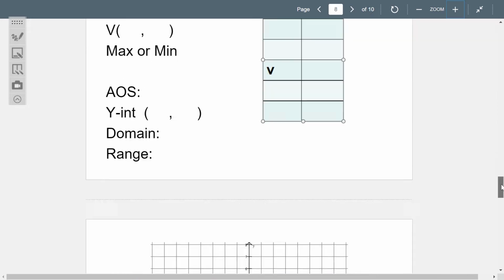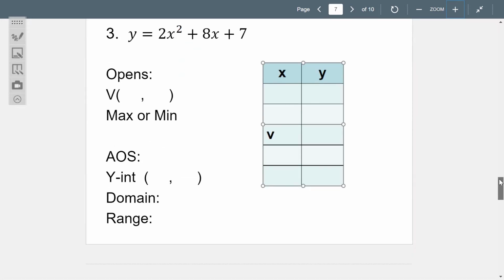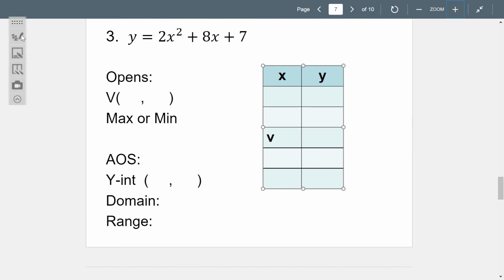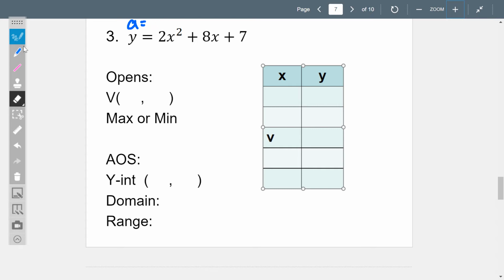All right, let's look at our last example here. Number 3. We got y is equal to 2x squared plus 8x plus 7. This a is 2, b is 8, and c is 7. Okay, so this opens up because the a value is positive, so it's going to look like this, vertex at the bottom, which means it has a minimum because the vertex is at the bottom.